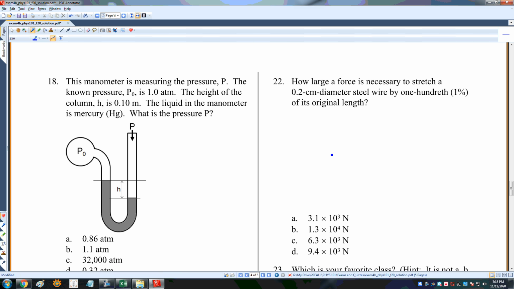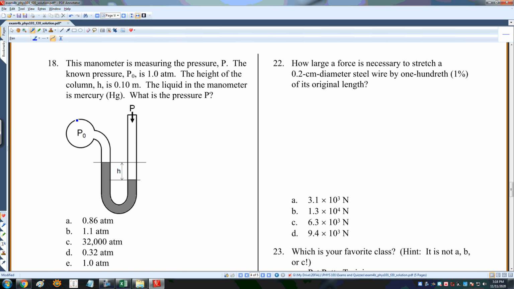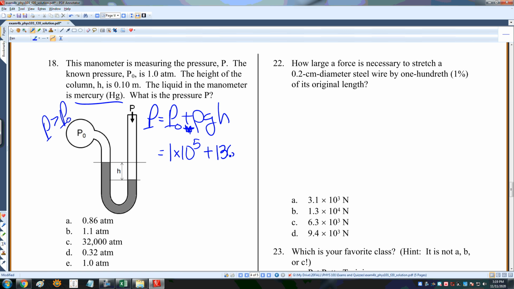Okay, same manometer, the same situation. What is the pressure P? So I really need to put this into practice. P is equal to P naught plus or minus rho g h. I need to figure out, is this going to be a plus or a minus? Well, since P is bigger than P naught, it's going to be plus, so I'll get rid of that minus. That's going to be 1 atmosphere, 1 times 10 to the 5th, plus, this is mercury, you can look on your equation sheet, it's 13,600 times g times 0.1.